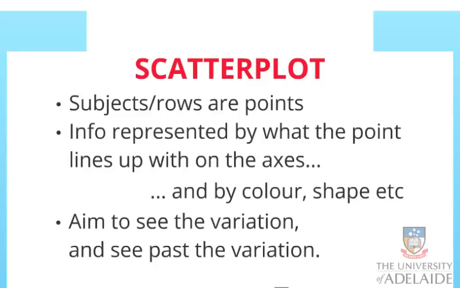So on the scatterplot, each subject, and that means each row in your data, is a point on the scatterplot. Information is represented by what the point lines up with on the axes, and possibly by colour or shape or other attributes of the point itself. And your aim is to see the variation, so how the variables change, and see past the variation to the overall structure, the overall pattern of how the variables change in response to each other.